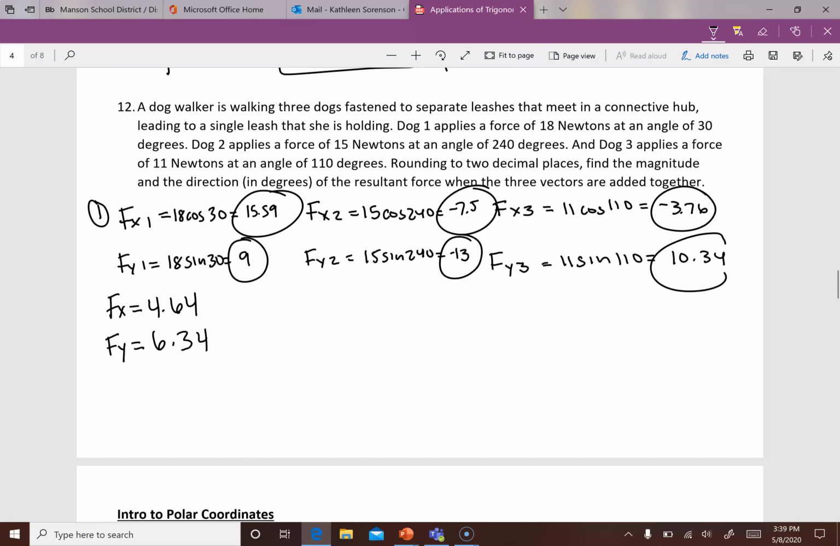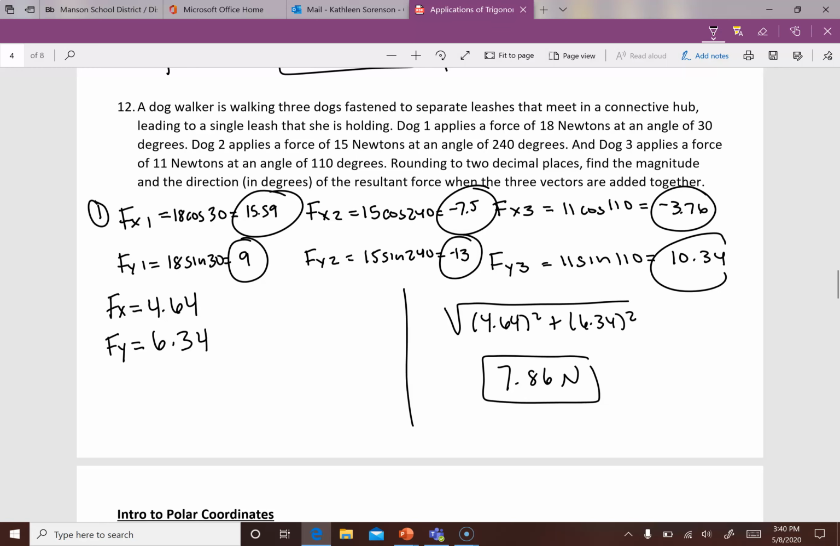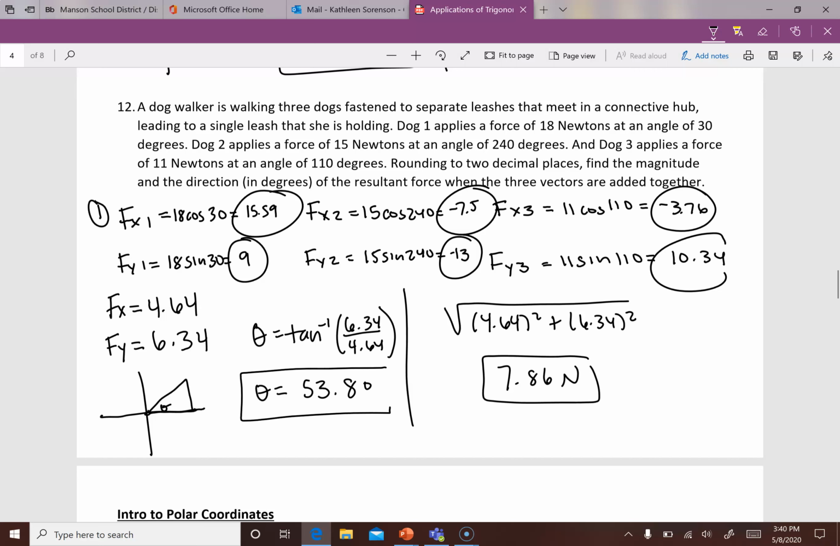This is nice. This is in the first quadrant, so it's going to be relatively easy. So let's go ahead and find the magnitude. I just do the square root of 4.64 squared plus 6.34 squared, and that gives me 7.86 newtons. And then because I know this is in the first quadrant, I'm going right 4 up 6. I just have to do theta equals tan inverse of y over x, which is 6.34 divided by 4.64. And then I get theta is equal to 53.8 degrees, and I don't have to do anything with that in terms of subtracting from another thing.